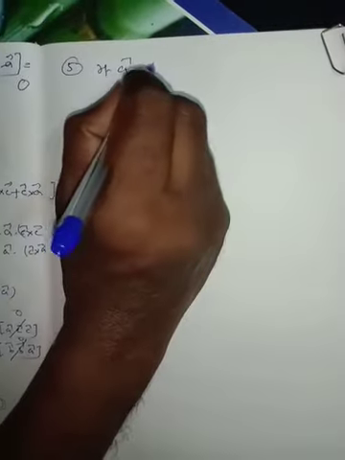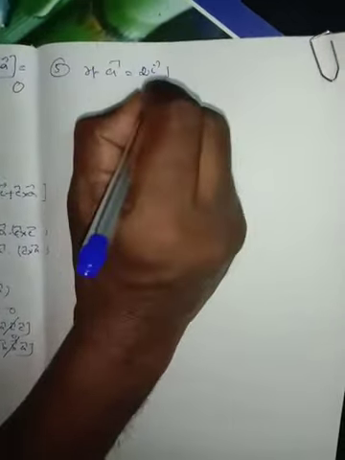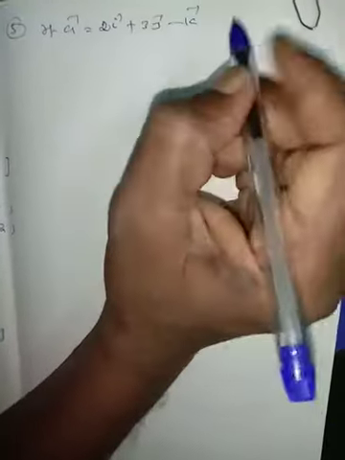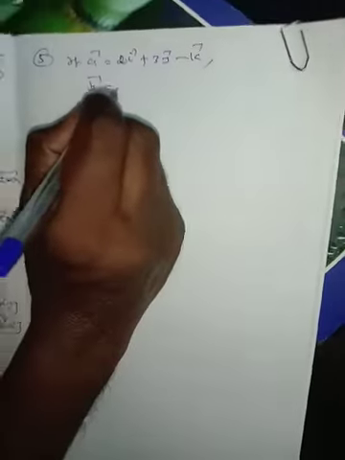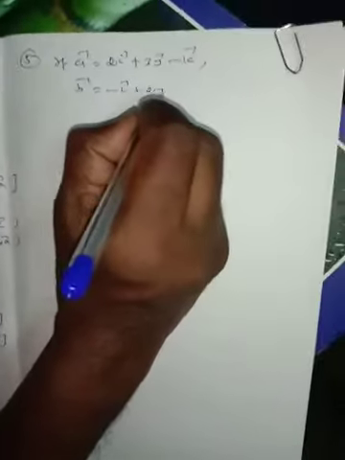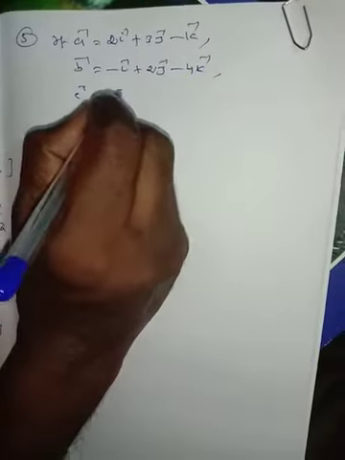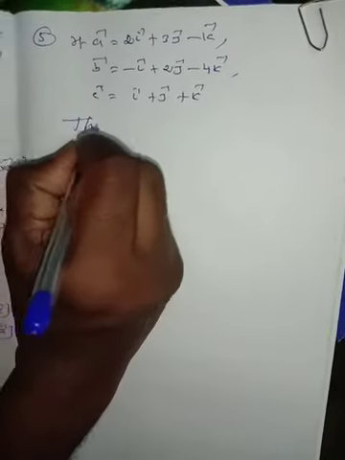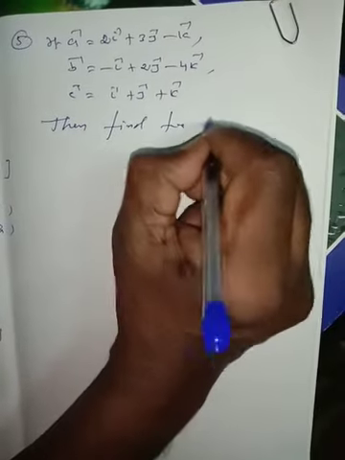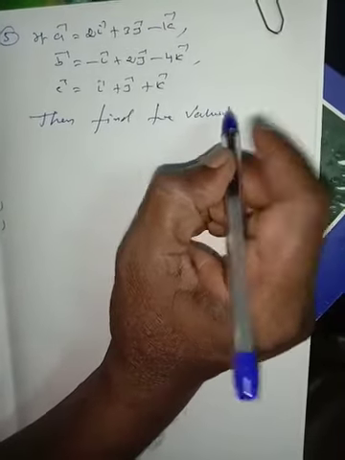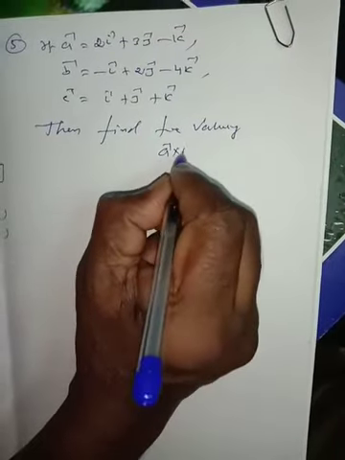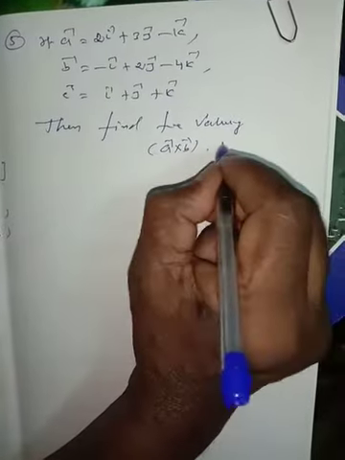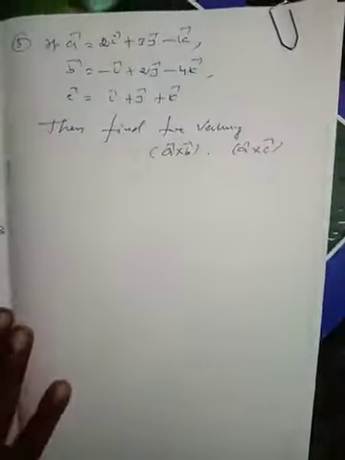Sum number 5. If A vector is equal to 2I vector plus 3J vector minus K vector, B vector is equal to minus I vector plus 2J vector minus 4K vector, C vector is equal to I vector plus J vector plus K vector, then find the value of A cross B dot product of A cross C. First find A cross B.